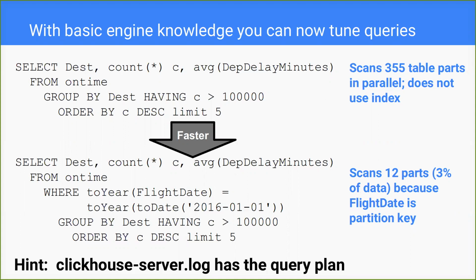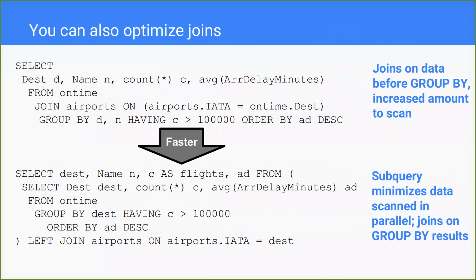So you can go look and figure out whether you're using the index, for example, or the partition key. The optimization of the joins, again, we talked about that example: just having a straight join and then grouping afterwards is not so good with ClickHouse sometimes. Pushing the most expensive part down into a subquery that minimizes the I/O is the way to go.